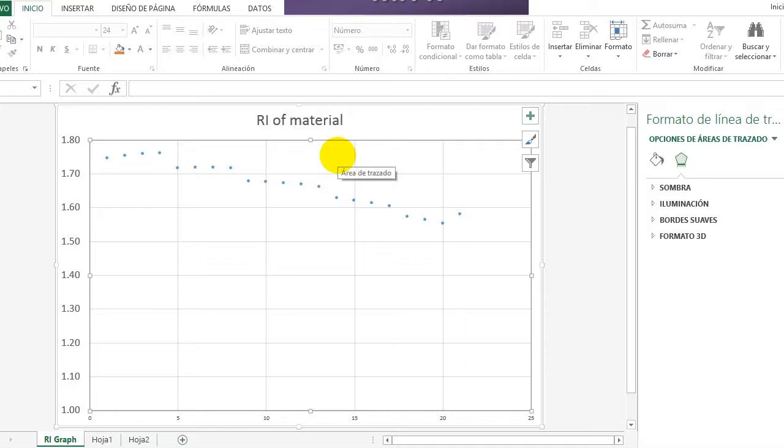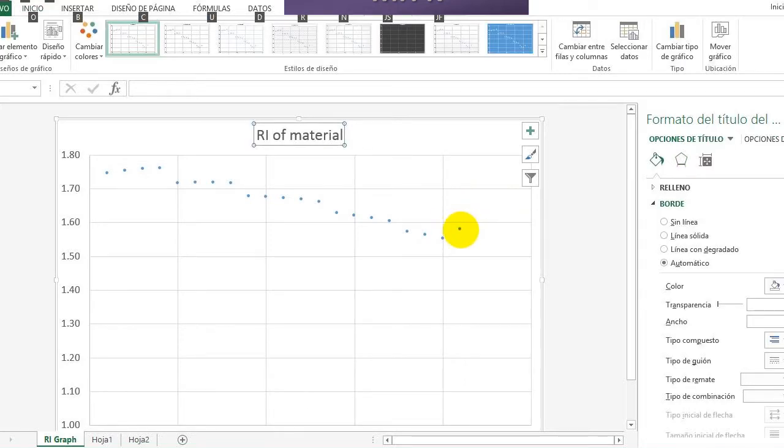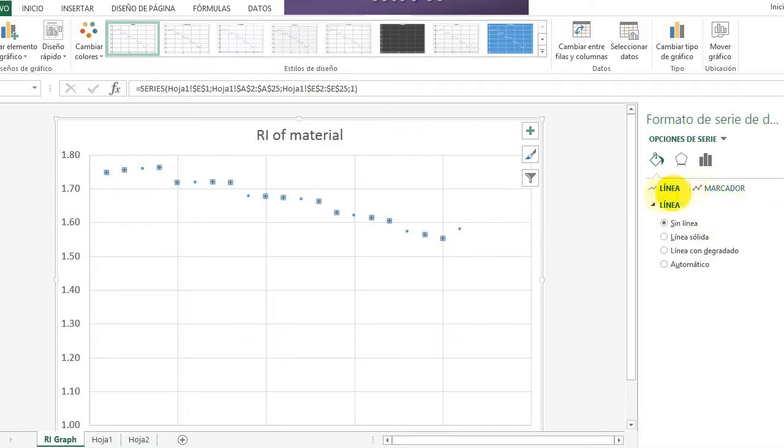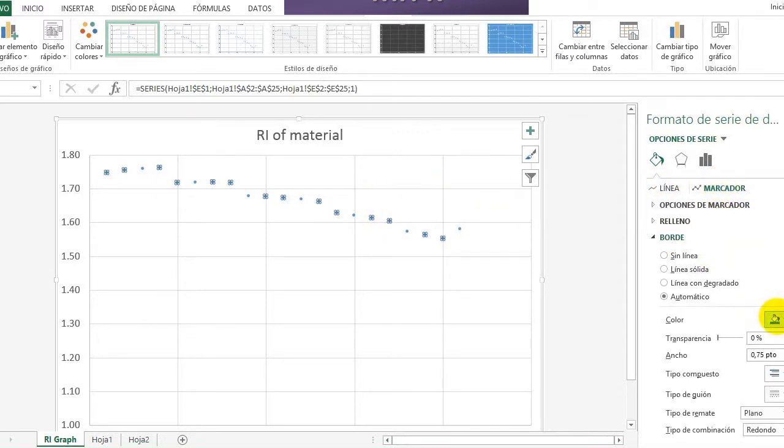And the last thing I think I want to change is the size of these points. They're just a little bit small, so let me click on those. And come over here now. I don't want to format the line. There is no line. I want to format the point. I don't like blue. I want to choose something that pops a little bit more, maybe red. This will be a little bit easier to see.